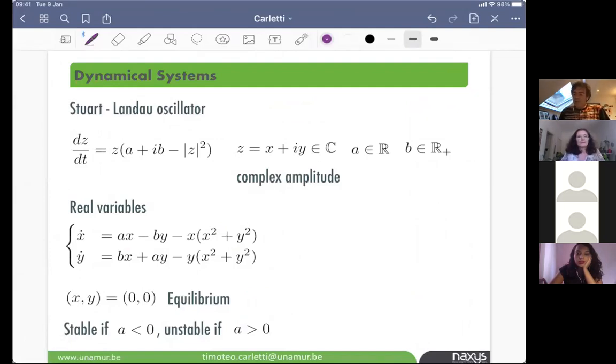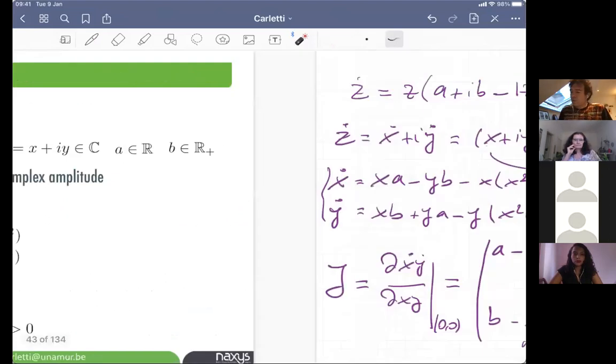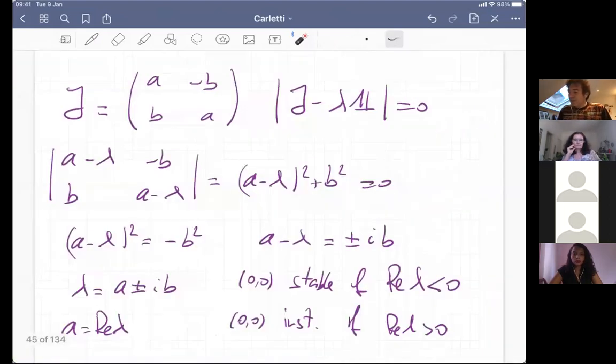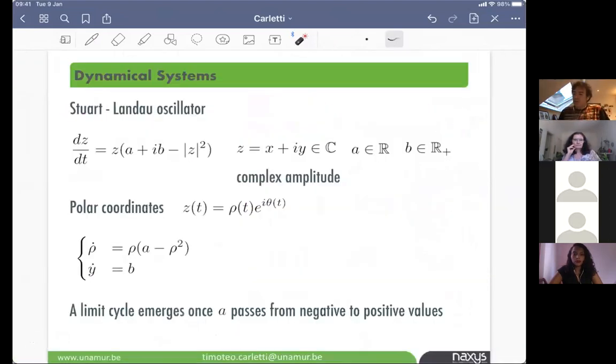But working on the real variables is not so easy to understand what happens when you have instability. But the point is that you have this term there, y squared plus x squared, that looks like a circle, of radius a circle. So you can use this idea and introduce polar coordinates. And this is what is done here. So instead of working in Cartesian coordinates, you use polar coordinates in the complex plane.